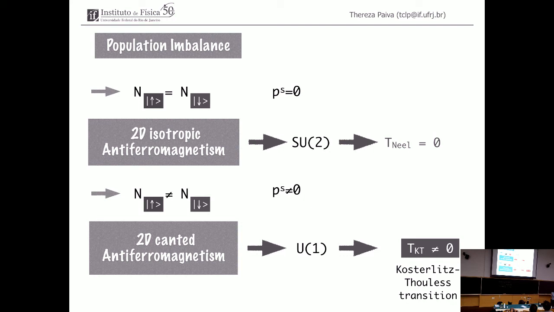This is very interesting because when we have no polarization, we have the balanced system. We have a 2D isotropic antiferromagnet. We have an SU(2) symmetry. And as we are in 2D, T_Neel goes to 0. But when we unbalance the system, and we do this by having a polarization, we have this canted antiferromagnetism where X in-plane correlations are larger than out of the plane, and we break this SU(2) and we are in a U(1) symmetry, and then we can have a Kosterlitz-Thouless transition, and we don't have to go to T equals 0 to see long-range order.